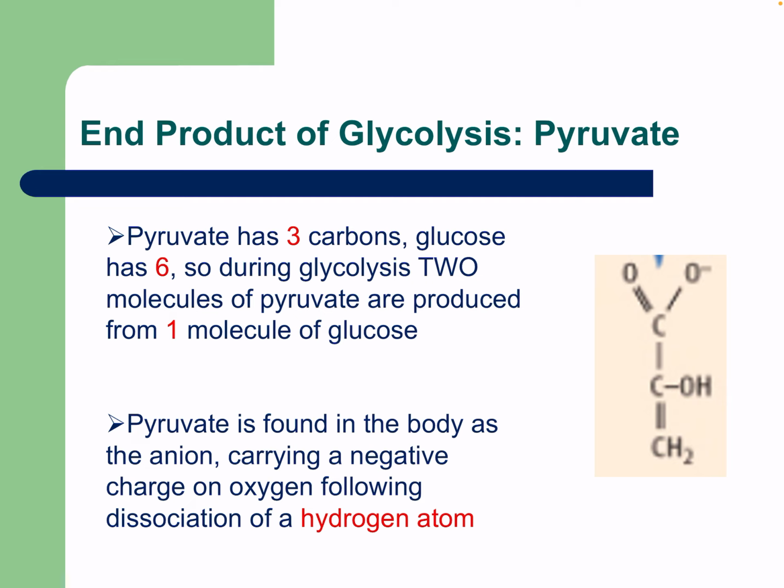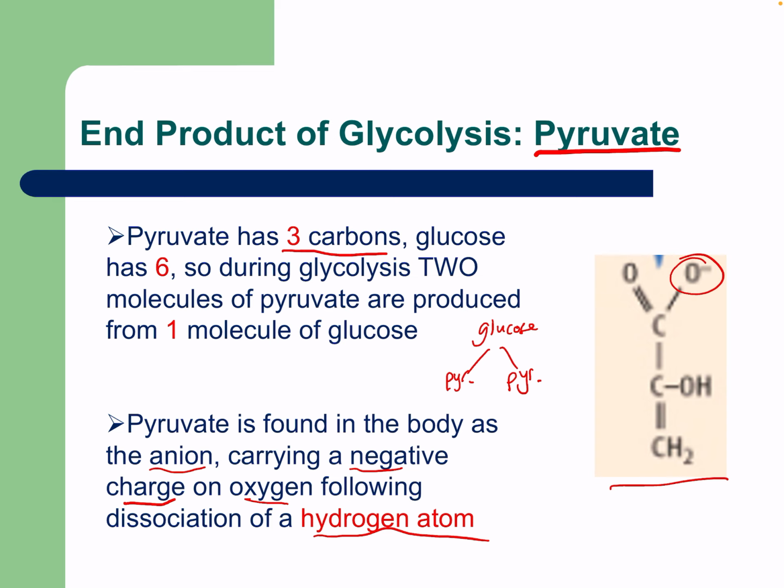The end product of glycolysis is pyruvate, and here we can see pyruvate right here. Pyruvate has 3 carbons, but glucose has 6. So during glycolysis, 2 molecules of pyruvate are produced from 1 mole of glucose. So again, glucose, 2 pyruvates, just the short form. Pyruvate is found in the body as an anion carrying a negative charge on oxygen following the dissociation from the hydrogen atom. Here we see that negative charge on the oxygen, making it an anion.